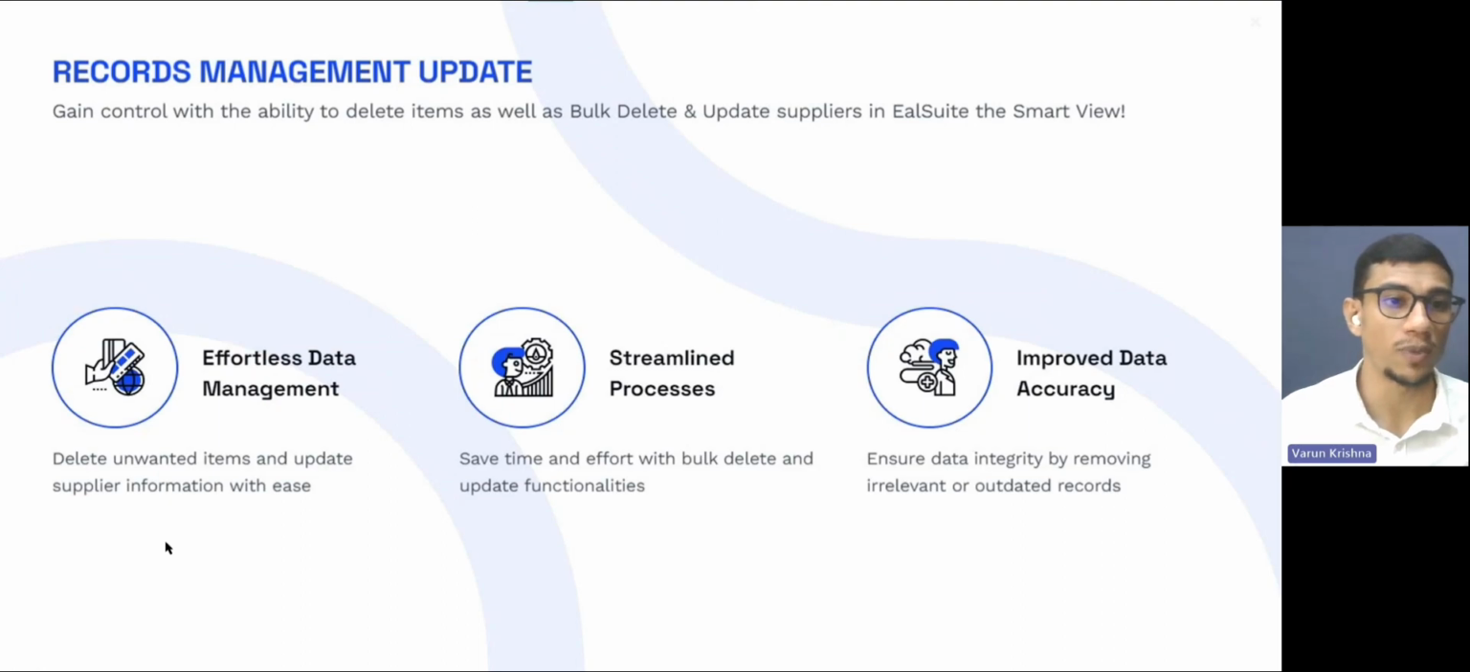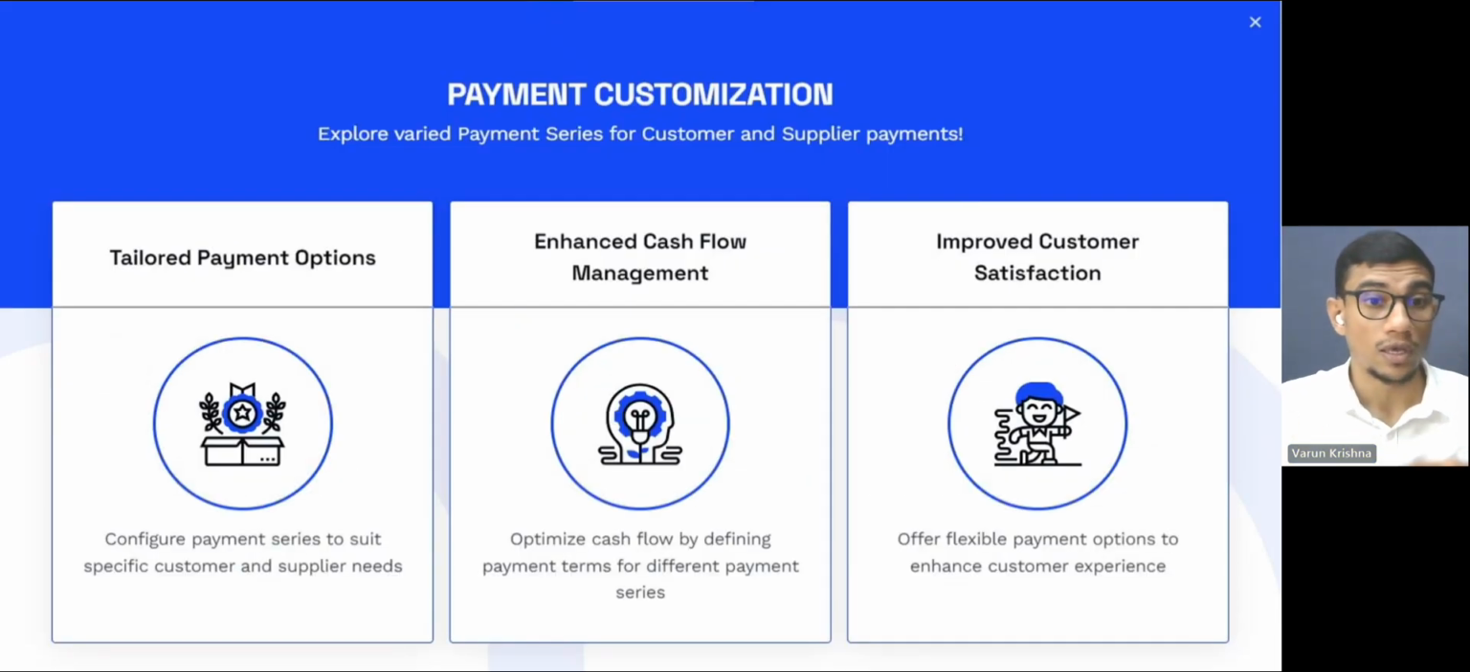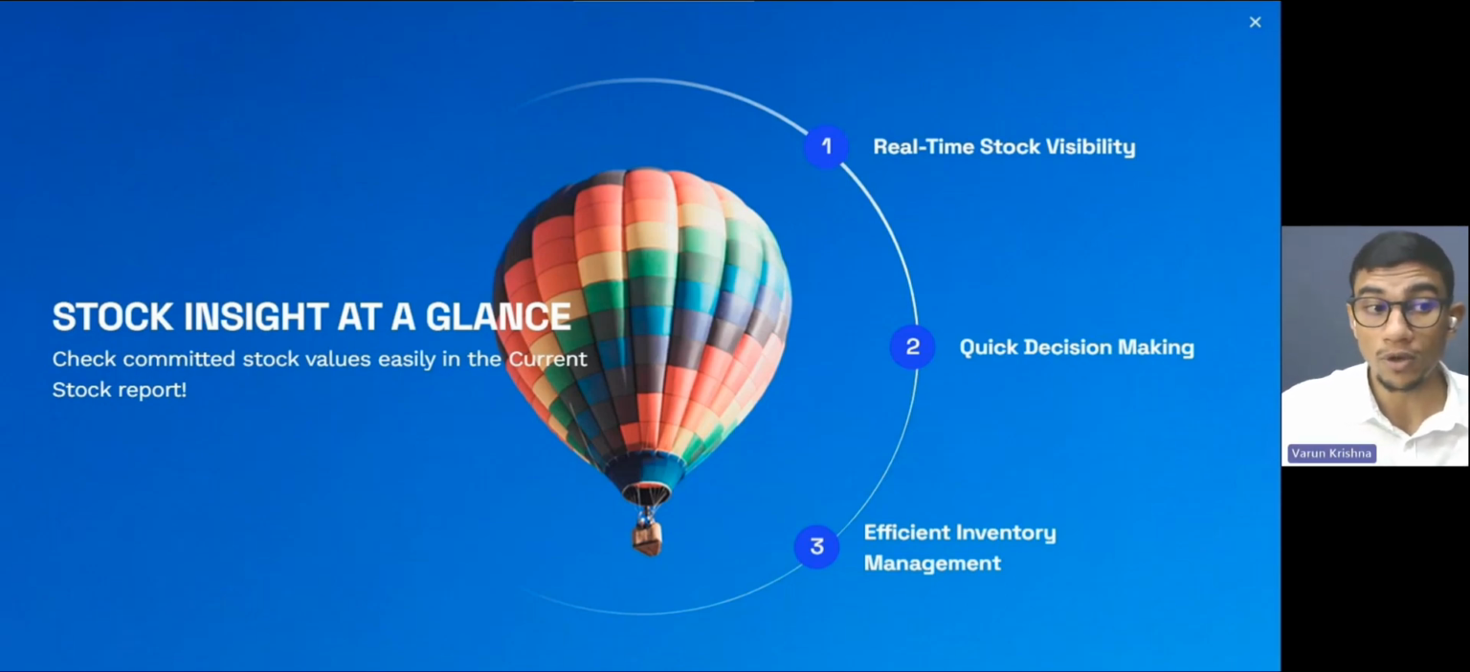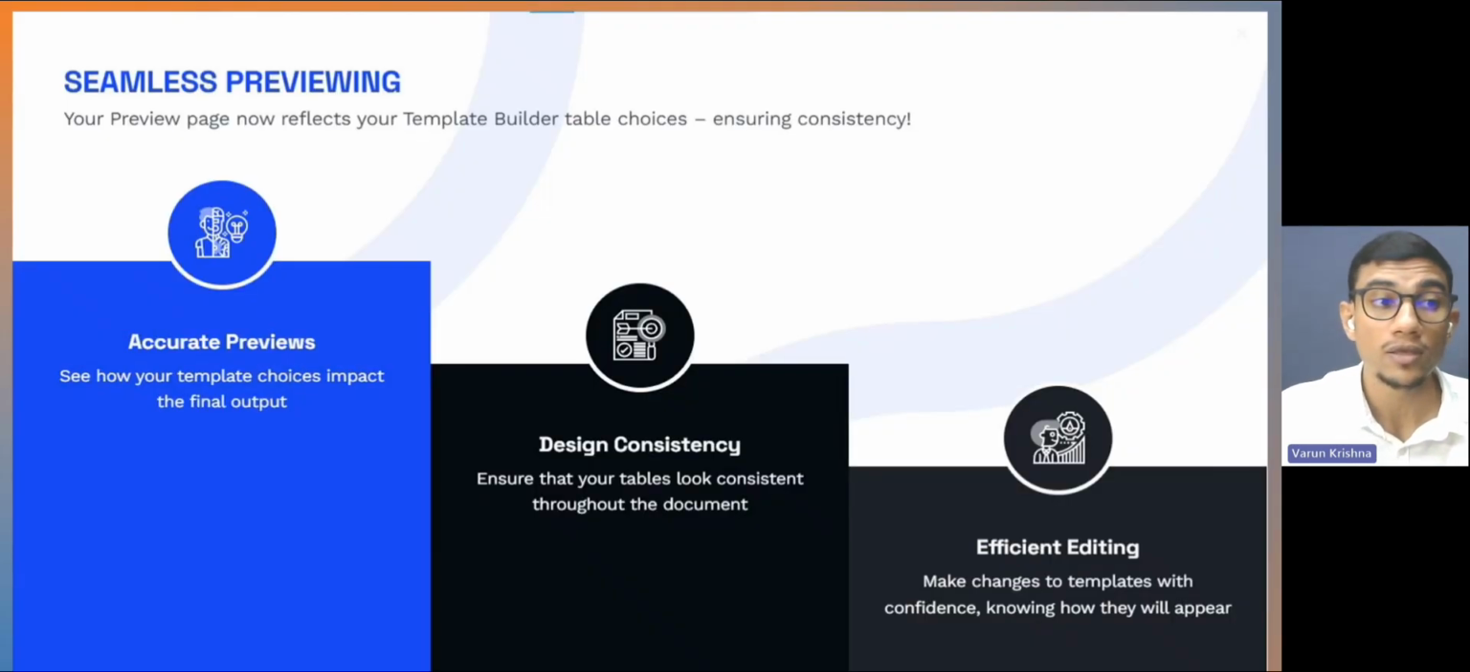The next one is the records management update. We have introduced the bulk delete and bulk update for suppliers as well as for items. And we have now separated the payment series for customers and supplier payments. Stock insight: you will be able to easily look into committed stock values in the current stock report itself, and you can make an informed decision based on that.